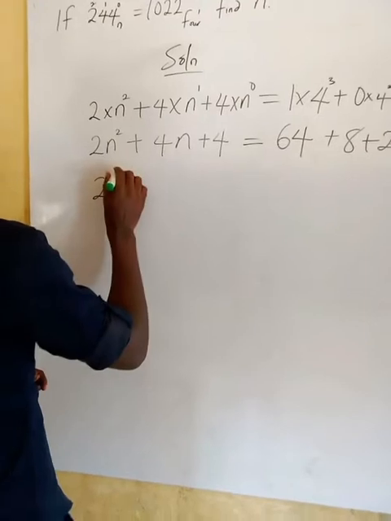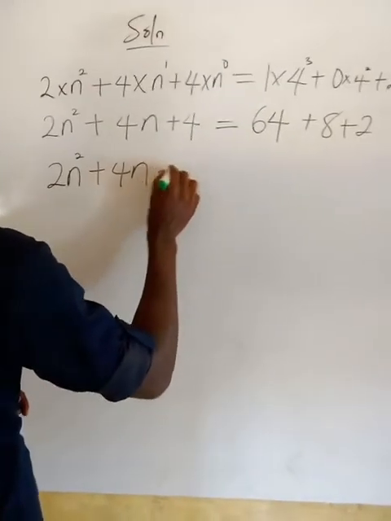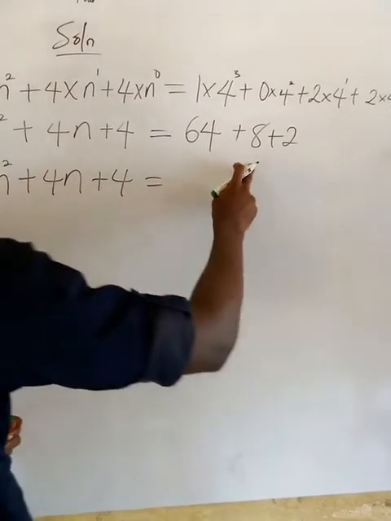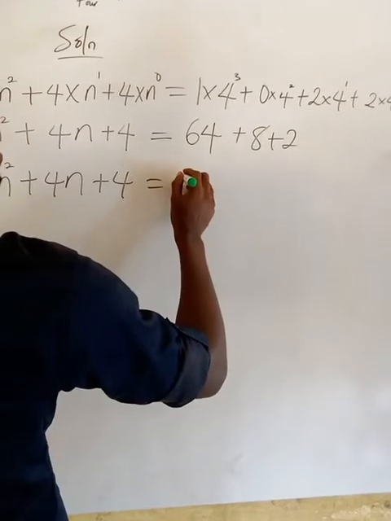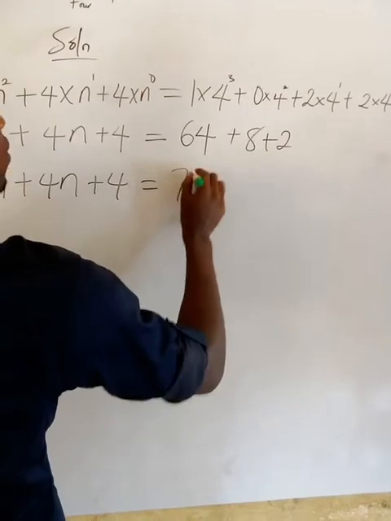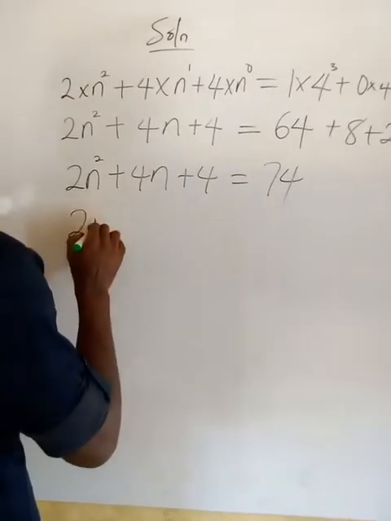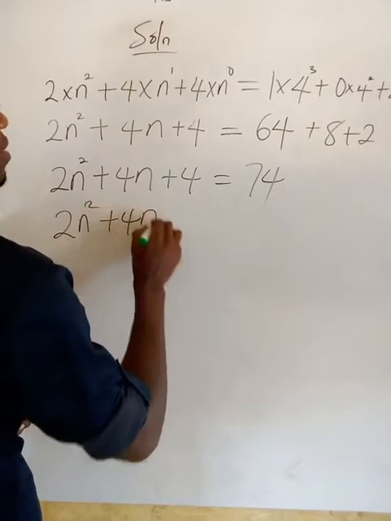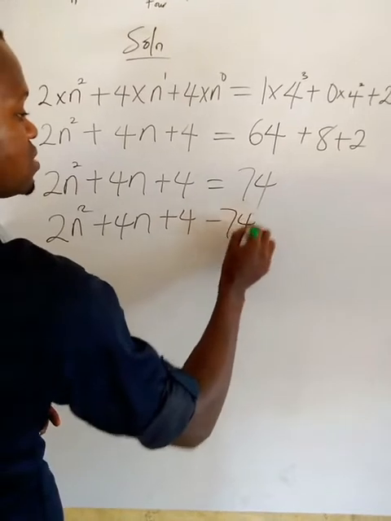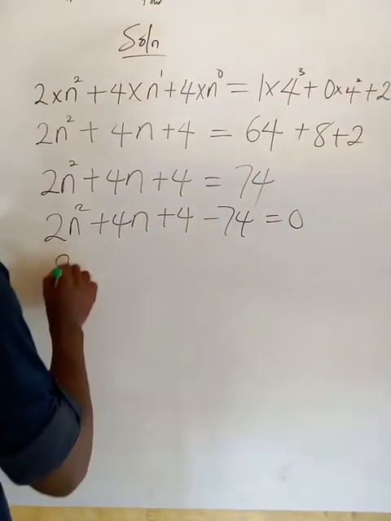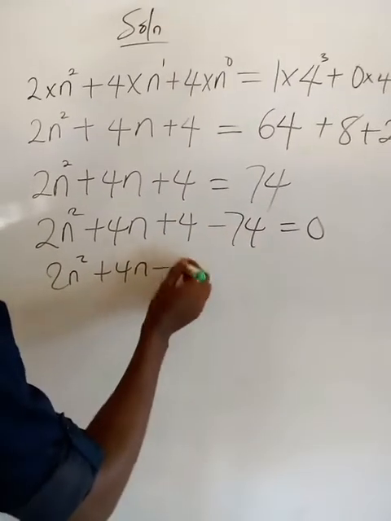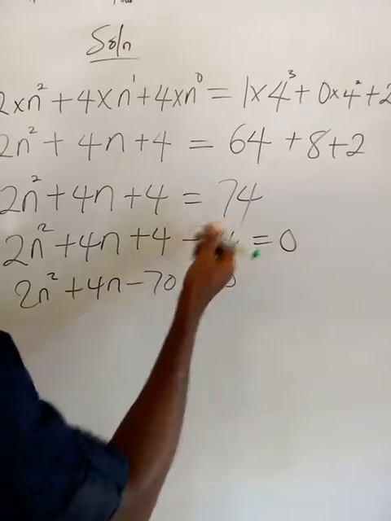This gives us 2n squared plus 4n plus 4 equals to 64 plus 8 is 72 plus 2 is 74. And that will give us 2n squared plus 4n plus 4. This 74, we can move it to the right hand side, it becomes negative, and this side becomes 0. So we have 2n squared plus 4n. 4 minus 74 is simply minus 70 equals to 0.